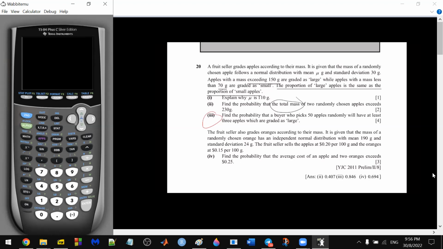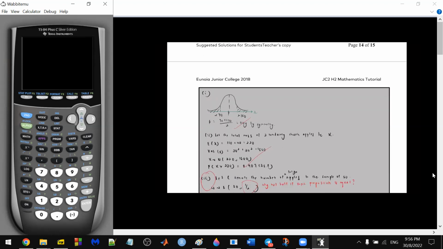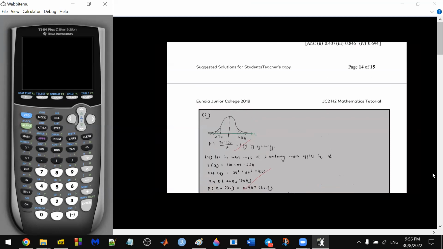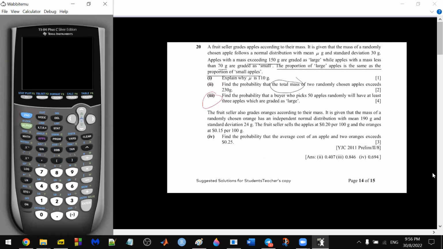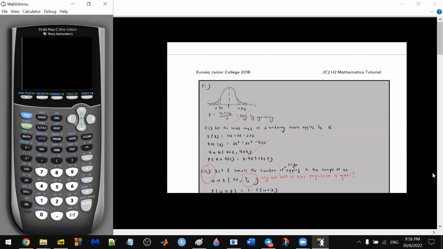Or just take the average of... I think you drew a graph. Yeah, 70 and 150, just take the average, 110. Okay, good. Part 2 is find the probability that the total mass of two randomly chosen apples exceeds 230. So it's x1 plus x2 usually. You want it more than 230. Did you do that?